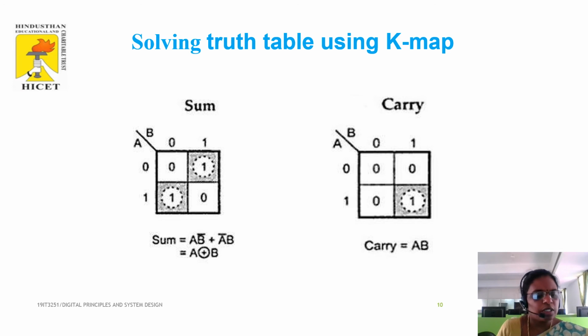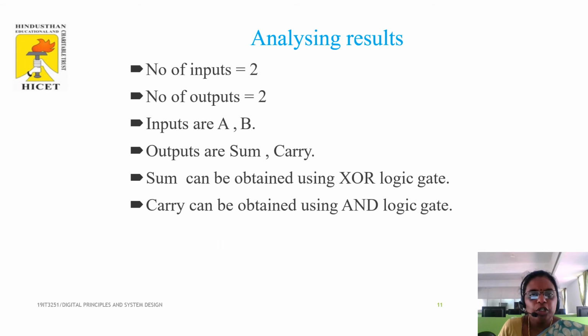That is our sum expression. In the same way, I am going to consider the K-map for carry. Here, the one is present for A and B. The expression for carry is A and B. Coming to analyzing the results, you have two inputs and two outputs. The inputs are A and B. The outputs are sum and carry. The sum can be obtained by using an XOR logic gate, and the carry can be obtained using an AND gate.